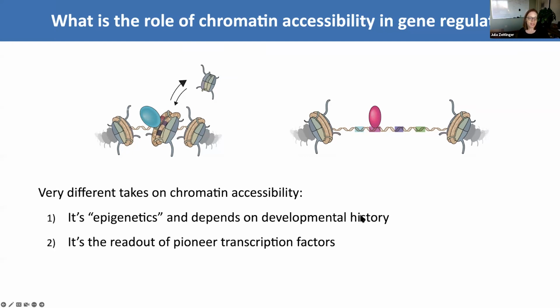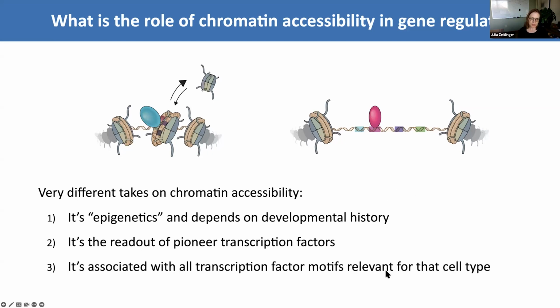The other take, and you mentioned that too, is that the Yamanaka factors, many of them at least, OCT4, SOX2, KLF4, are pioneer transcription factors. So really, accessibility should be the readout of the consequence of pioneer transcription factors. And the third possibility, which I also see quite a bit in talks, is that you simply use the open regions to find all the motifs that are relevant for your cell types. And that seems to work. You seem to discover lots of motifs.